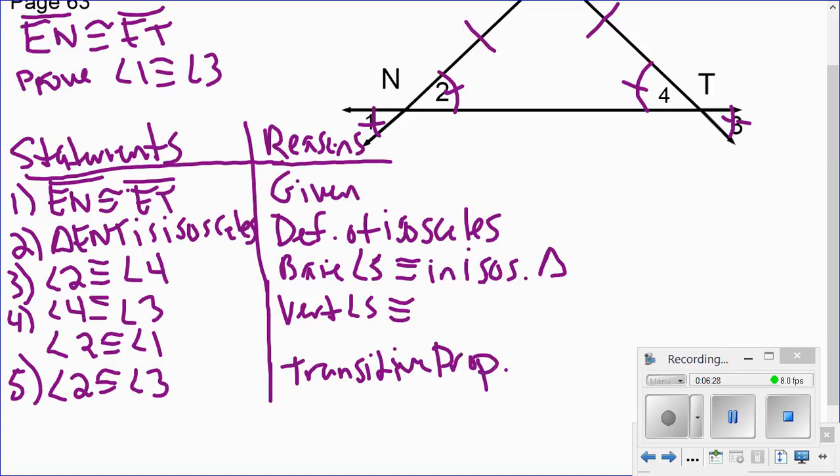Okay. Now, similarly, we said 2 is congruent to 4, and no, we said 4 is congruent to 3.